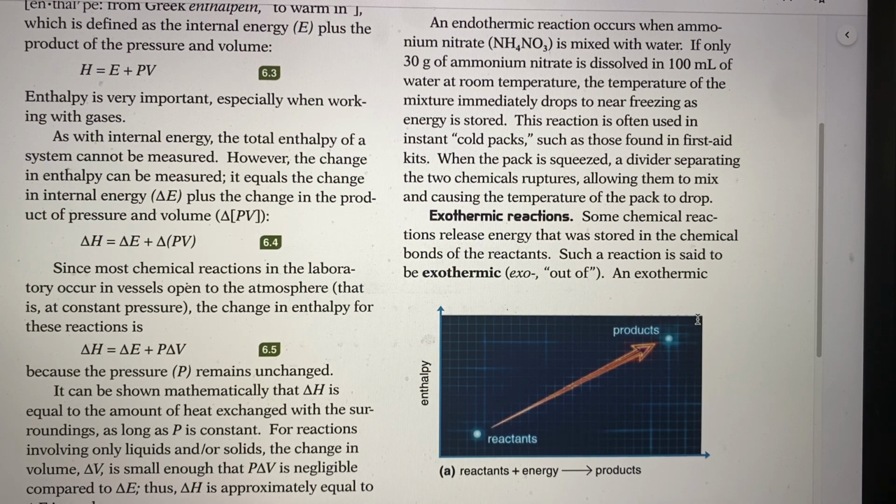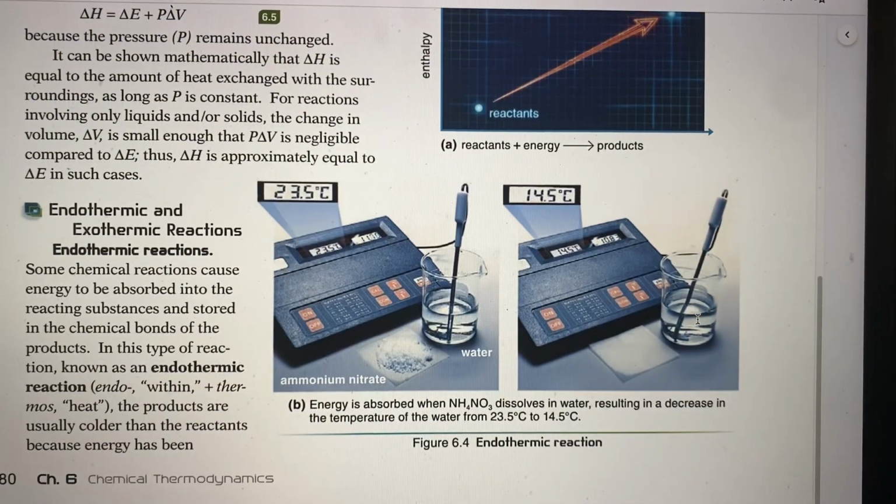And the change in enthalpy that I talked about is going to be negative, right? Because negative means you're getting rid of energy. So the enthalpy of the products would be a different equation. Let's look at that equation on the next page. Exo meaning out. Here's a picture here.